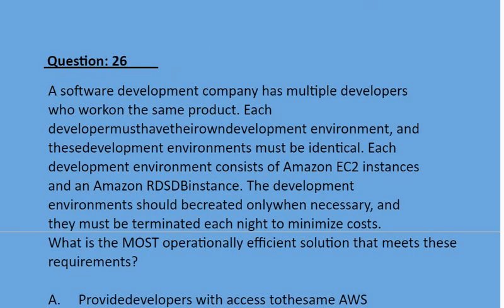Question: A software development company has multiple developers who work on the same product. Each developer must have their own development environment, and these development environments must be identical. Each development environment consists of Amazon EC2 instances and an Amazon RDS DB instance. The development environments should be created only when necessary and they must be terminated each night to minimize costs. What is the most operationally efficient solution that meets these requirements?